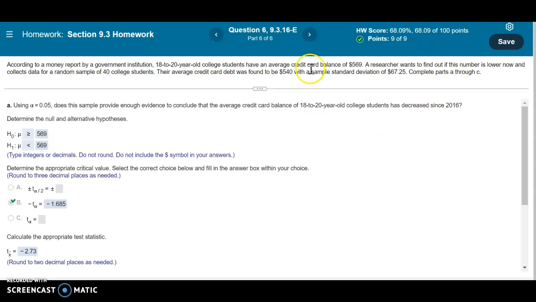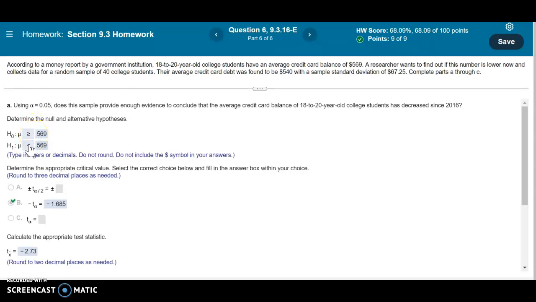Well, in 2016, there was an average of $569. So that means the credit card balance, we want to show that it's decreased. So it's less than that. So we're trying to see that. Less than always goes in the alternative. And then that means the null would have to be greater than or equal to.